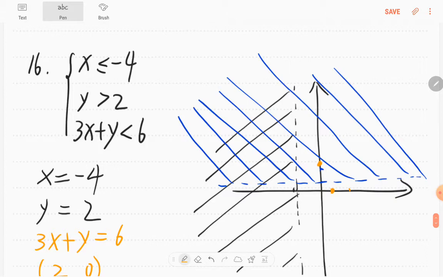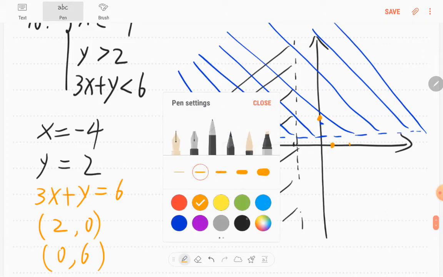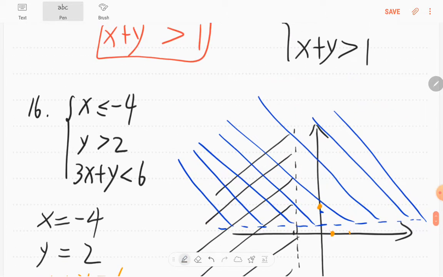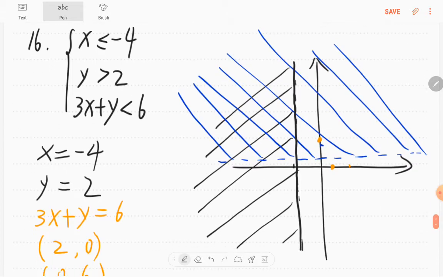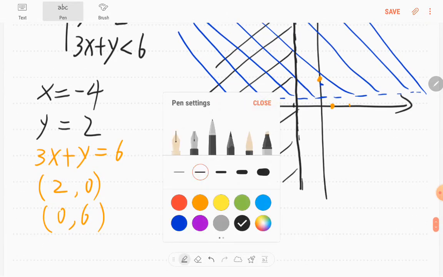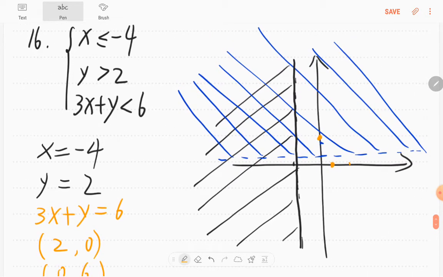Sorry, I made a mistake. I should not have the dashed line for x less than or equal to -4. We should use a solid line because this equal sign is included, right? Okay, let's look at the last one. The last one is less than, so the boundary is not included, so we use the dashed line.